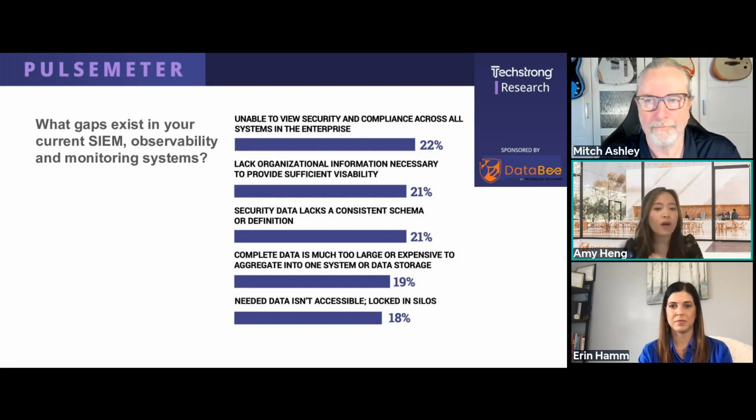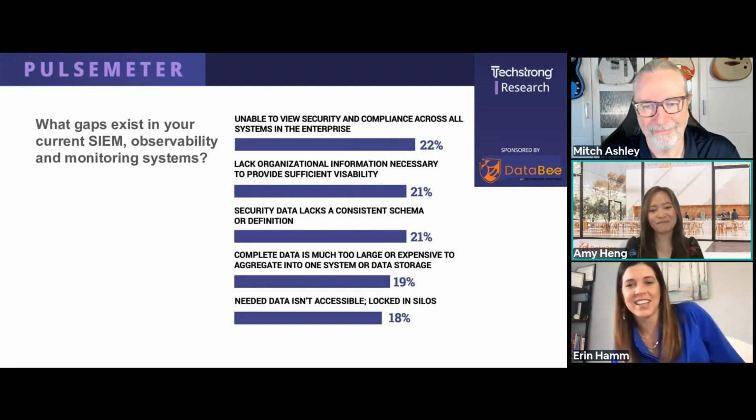I think the third answer was really significant to me. It relies on this idea that there are a lot of data schemas out there, and we kind of have our own opinion. I don't know, Erin, what do you think?